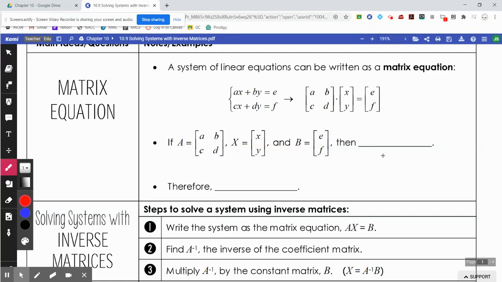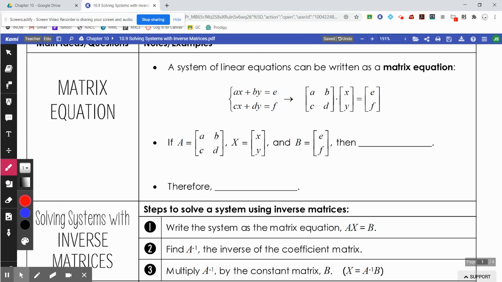Okay, in this lesson, we're going to stick again with the topic of solving linear equations, and we're going to do it a different way. If you have a system, you can also solve these systems by using inverses. And here's how we're going to do it.